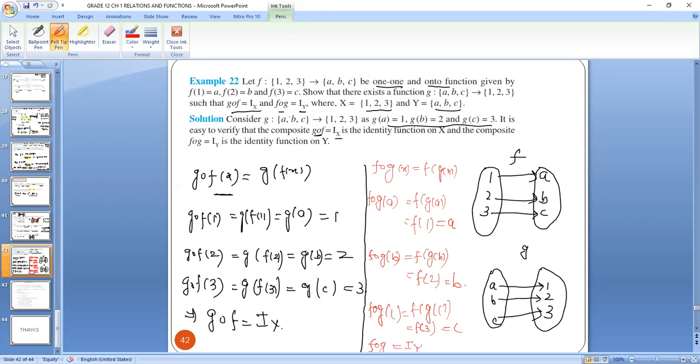So clearly we have verified that the composite g of f is equal to I of X, the identity function on X, and the composite f of g is equal to I of Y, the identity function on Y. This we had to prove in this example. You can read, you can see. If any doubt, you can ask.